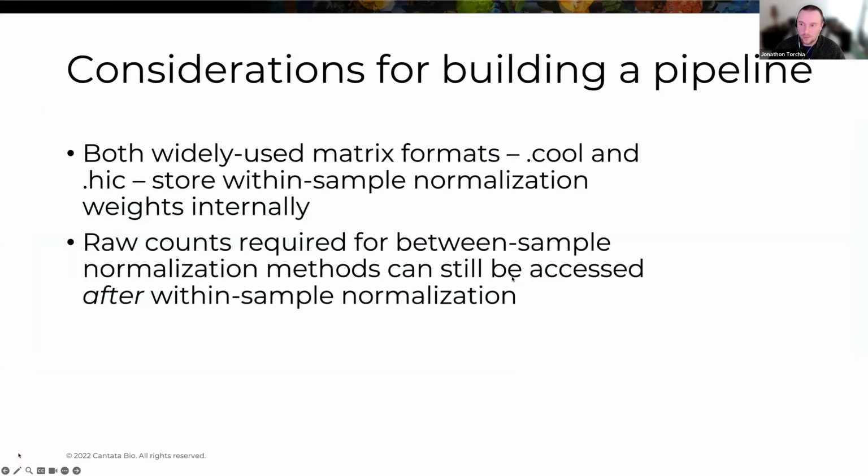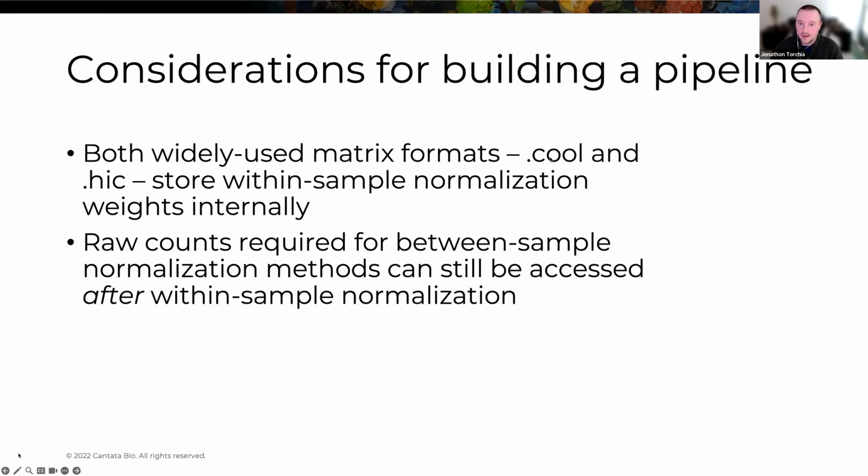Just wanted to end off on one practical consideration. It's a question that we get a lot, which is, okay, if there are these two different types of normalization methods, within sample and between sample, should I normalize within sample first and then do a between sample? And thankfully, the two main Hi-C file formats, cool and hic, store the within sample normalization as an internal weight. It's just an additional column that's added to the raw data.